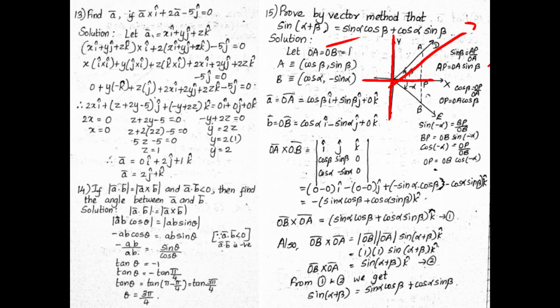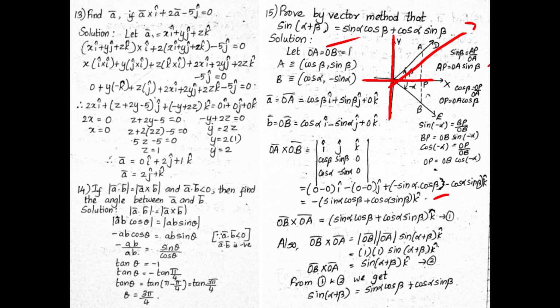So now we get points A and B. So the vector OA is equal to cos beta i plus sin beta j plus 0 k. The vector OB is equal to cos alpha i minus sin alpha j plus 0 k. Then find out the cross product OA vector cross OB vector. So write it down in determinant form: i j k, coefficients of OA vector in the second row, coefficients of OB vector in the third row. Solve this determinant, so we get minus of sin alpha cos beta plus cos alpha sin beta k unit vector.